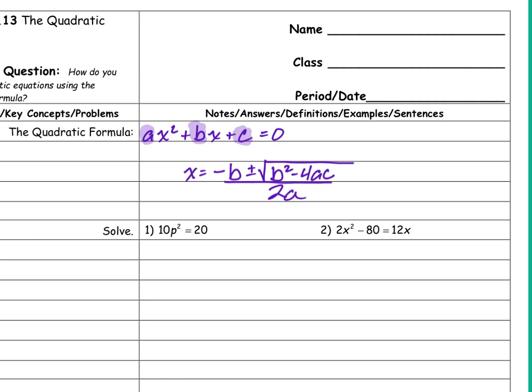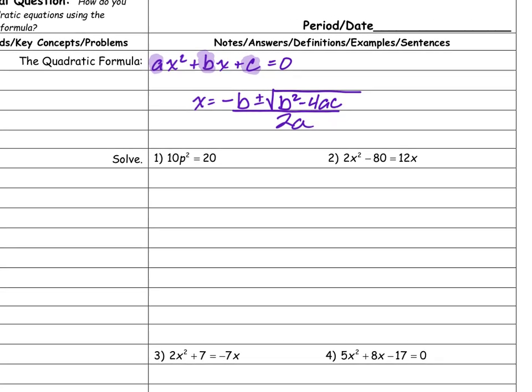Does anybody have any questions on where we're getting a, b, and c? I'm just pulling them right out of the equation, once everything's on the same side of the equal sign, right out of my problem.